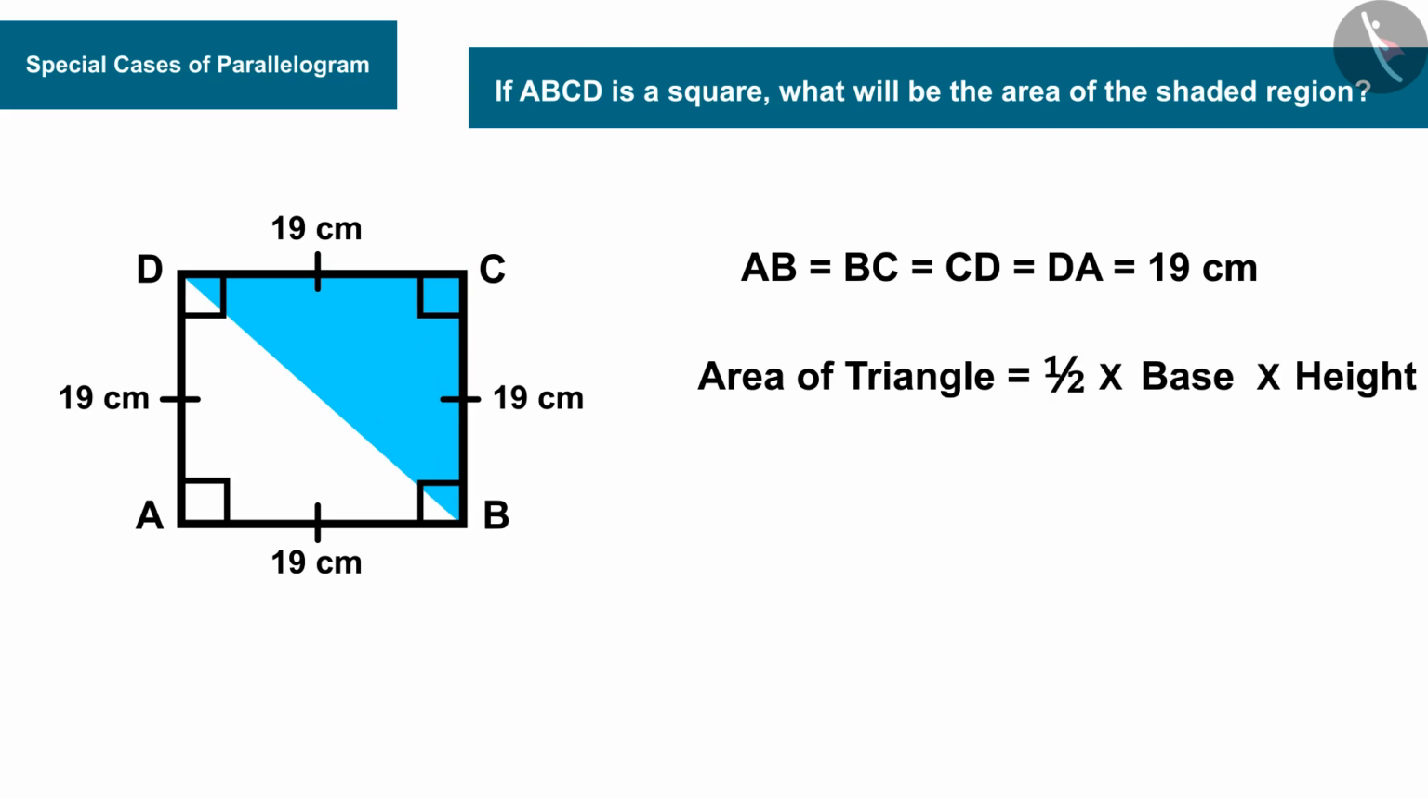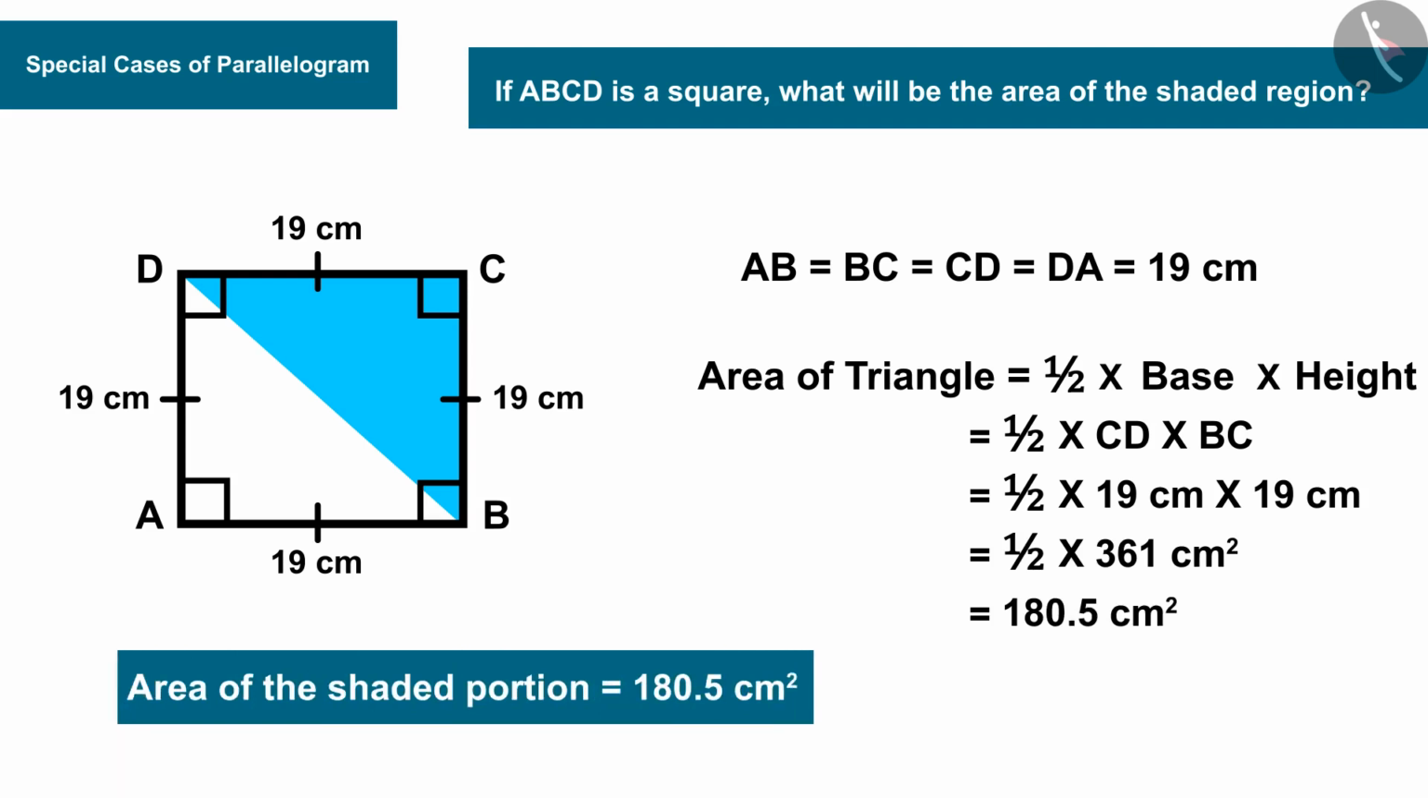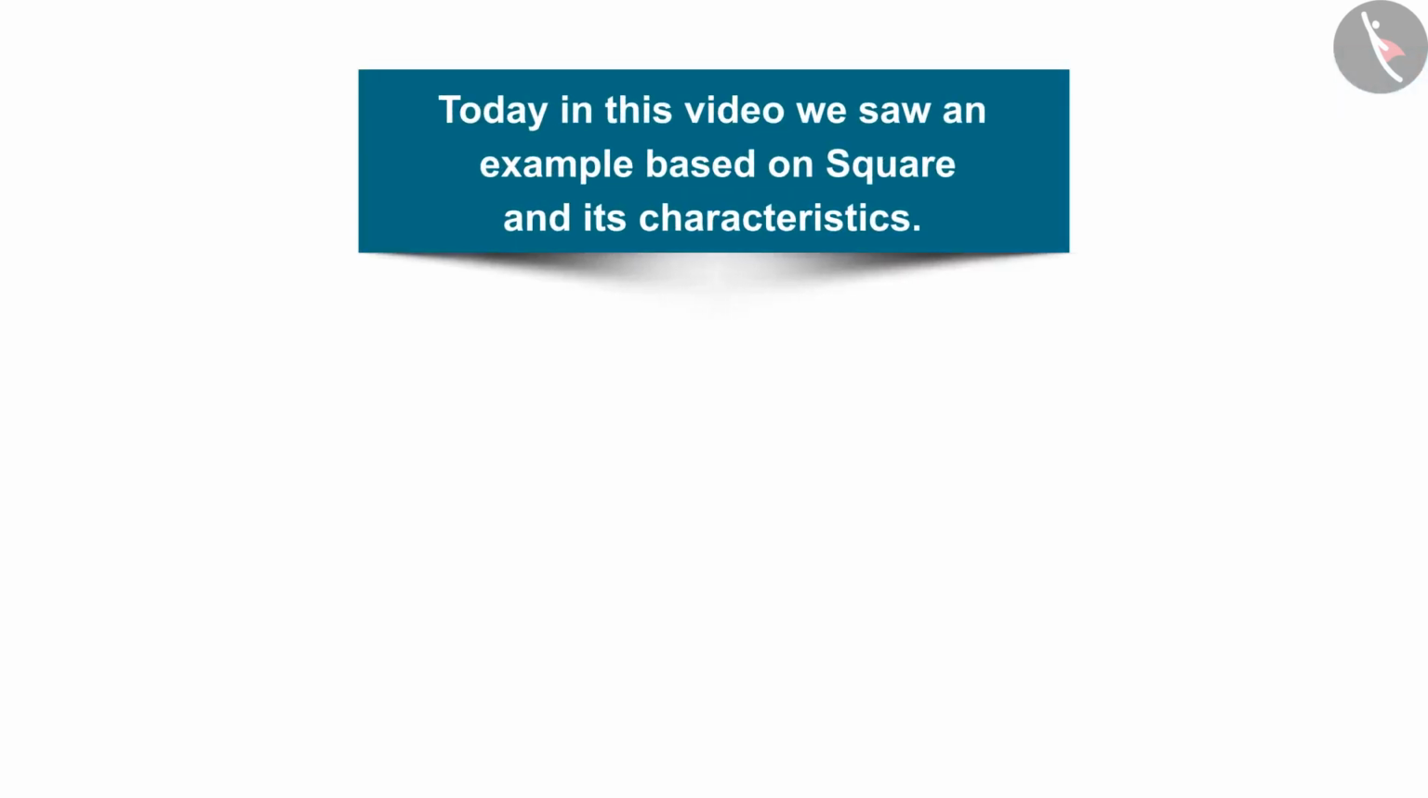But which side will be considered as the base and which one the height? Since it is a right-angled triangle, we can take any side forming the right angle as the base and the other as the height, and calculate the area of the triangle. In this way, we find the area of the shaded part, which is 180.5 square centimeters. Today in this video, we saw an example based on squares.